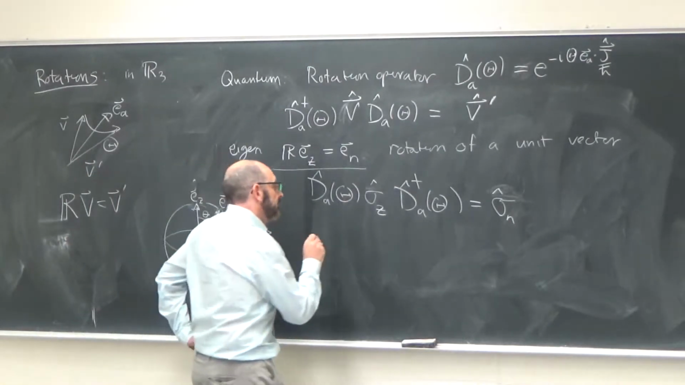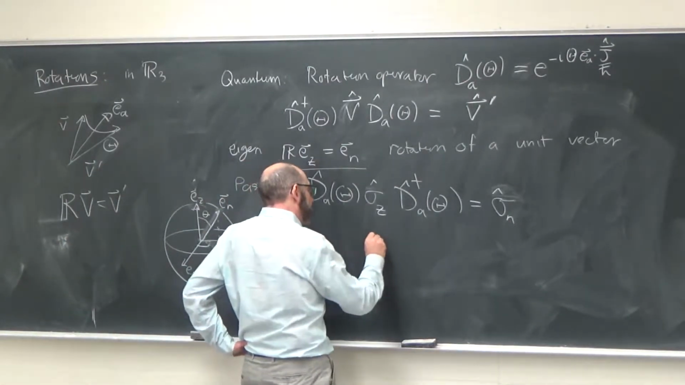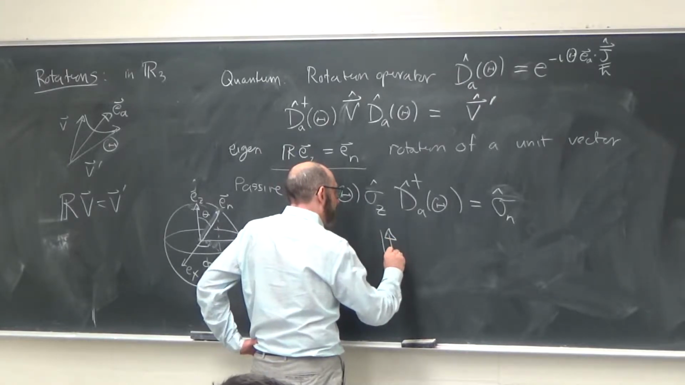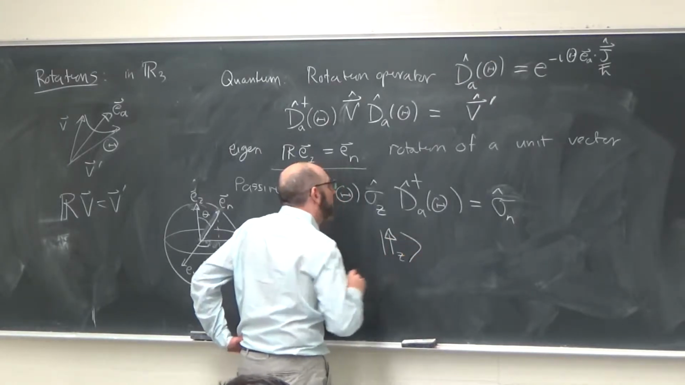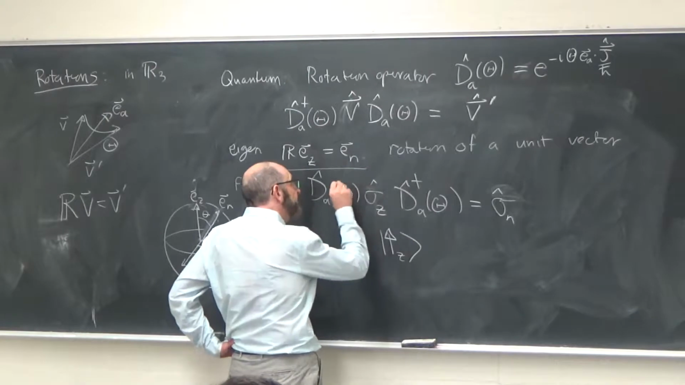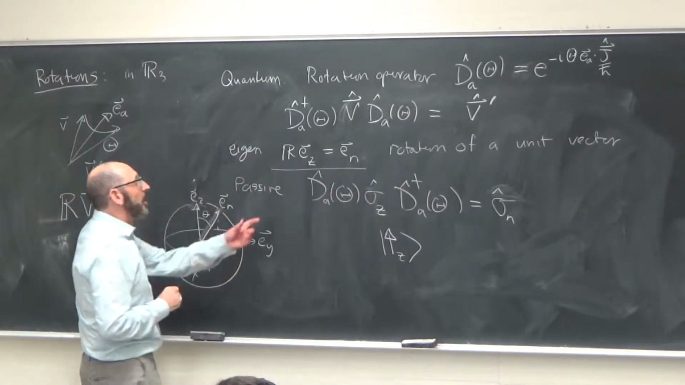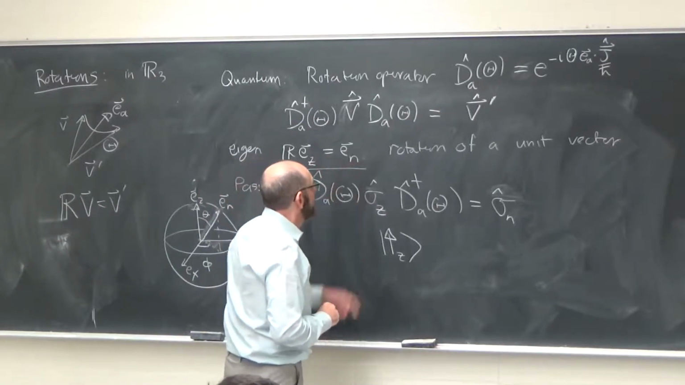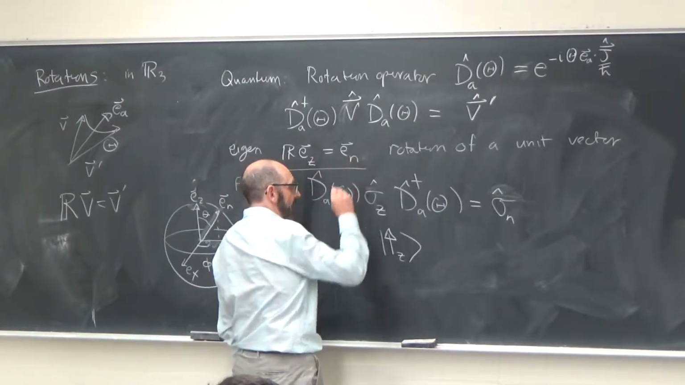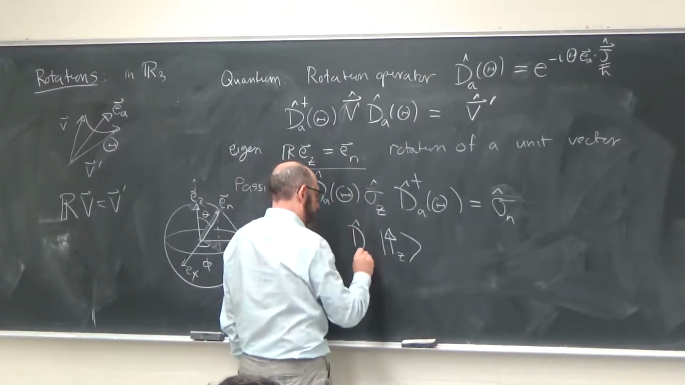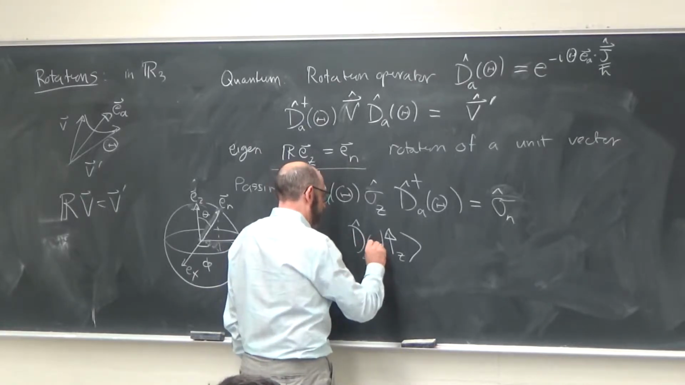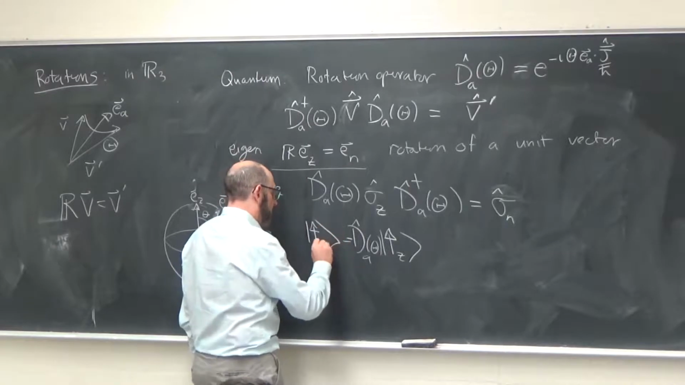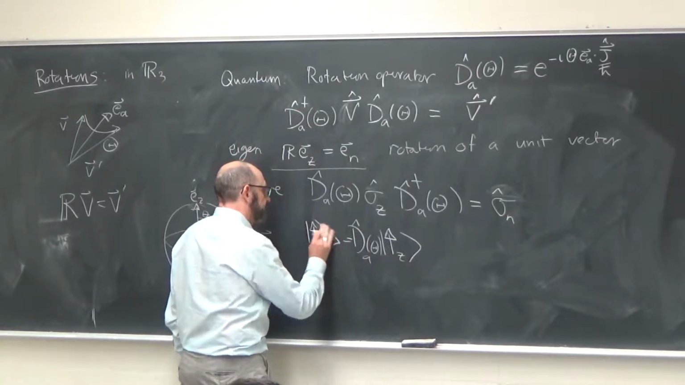So, firstly, I claim that if I take the vector that's spin up along z, and I apply this rotation operator, the rotation operator that takes the z-axis to the n-axis, that this is equal to spin up along that axis.